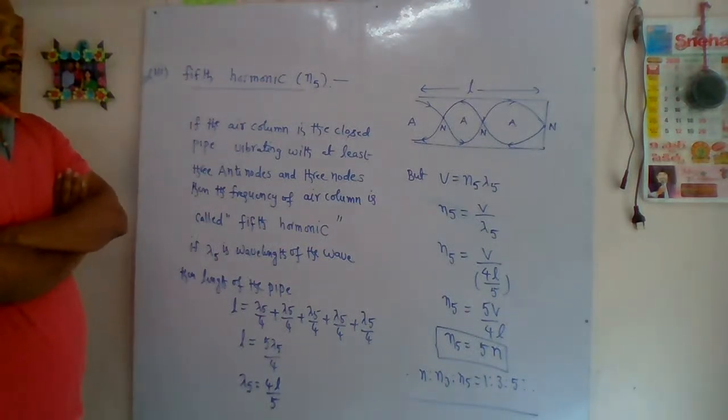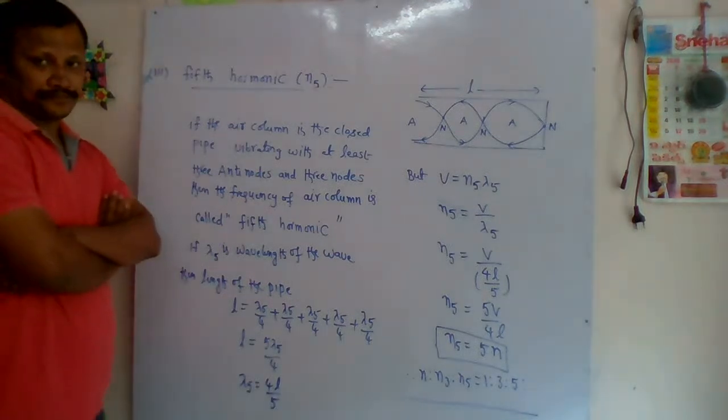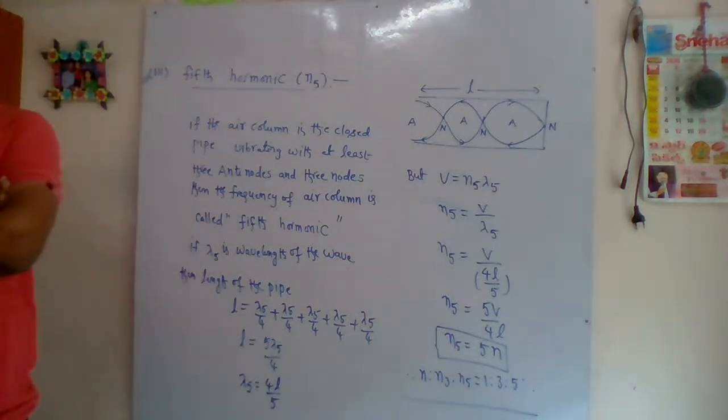So n1 : n3 : n5 is equal to 1 : 3 : 5, and so on. Ratio of frequencies in closed pipe.